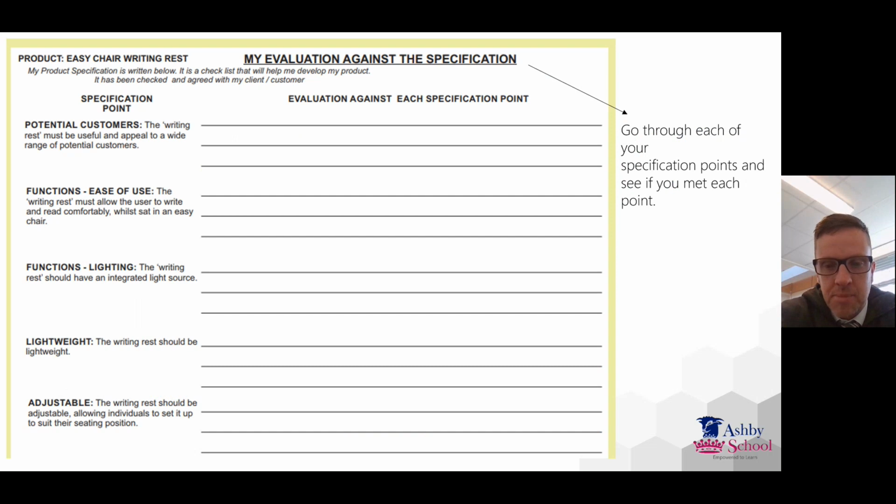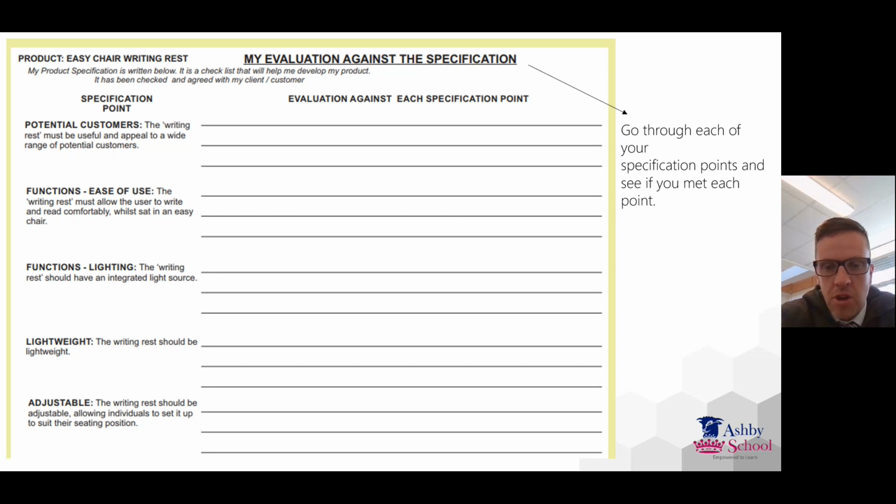And your evaluation against your specification is a key one. So list your specification down the left-hand side. Has it met it? Yes or no? A tick or cross, red or green, and then why is it? How has it met it, or why has it not met it? Okay, go through each of your points and see if you met each one.